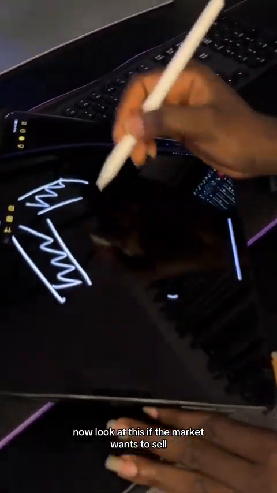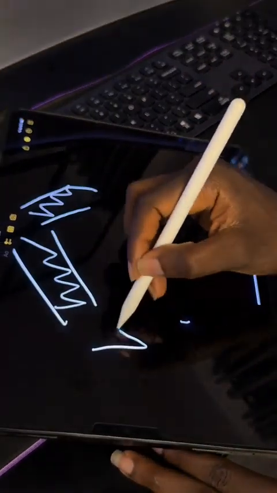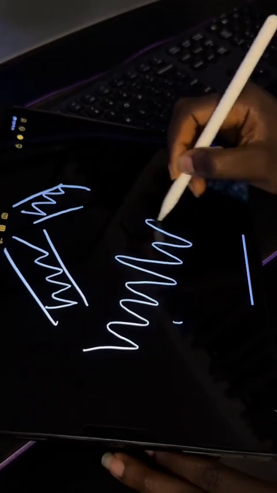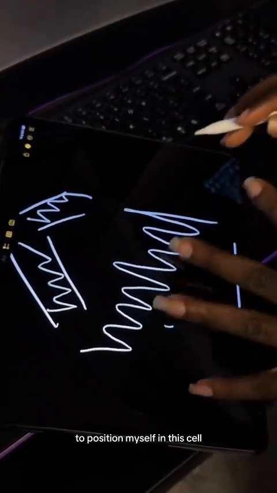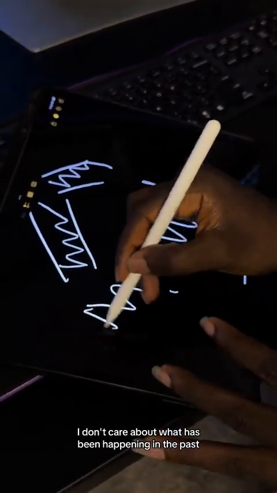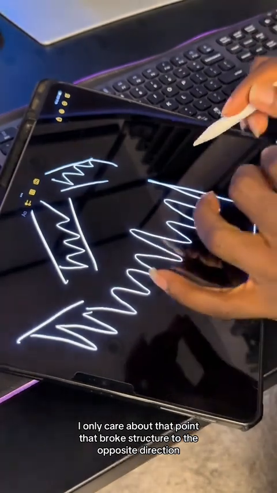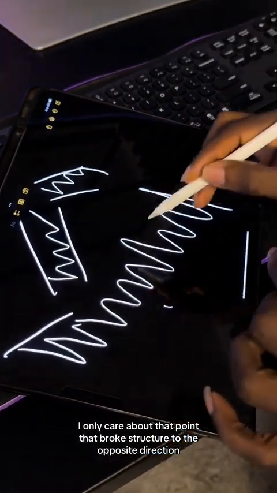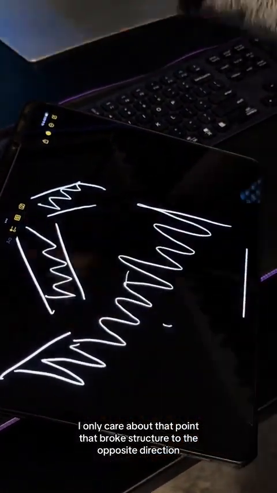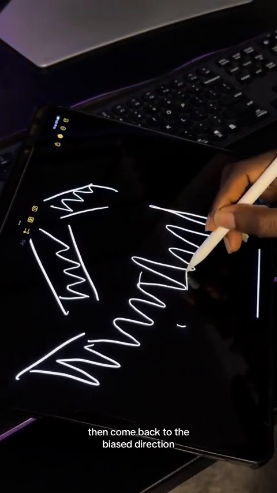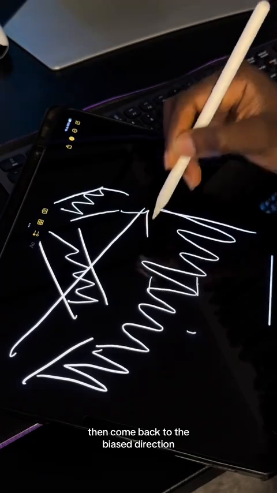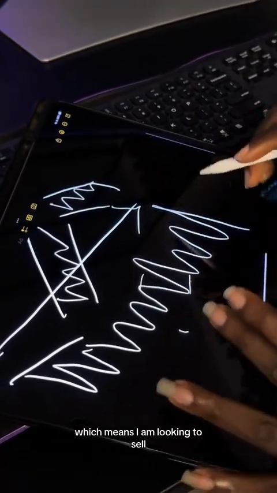Bring me back to the board. Now, look at this. If the market wants to sell, the market might be doing this. To position myself in this sell, I don't care about what has been happening in the past. The shortcut is I only care about that point that broke structure to the opposite direction, then come back to the buyer's direction, which means I am looking to sell.